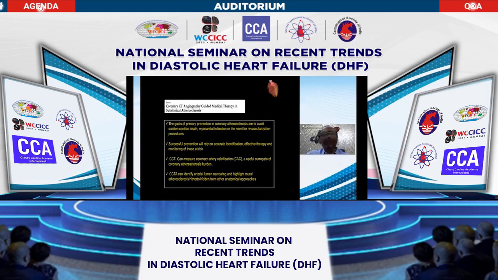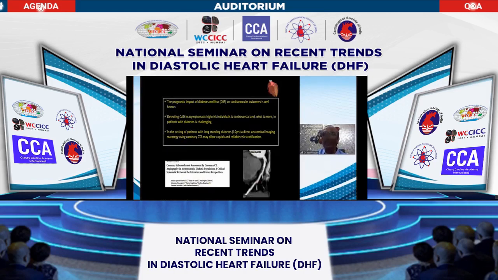Another important role of CTA is in the guidance of medical therapy. As all of us know, the final goal of all these investigations is to prevent sudden cardiac death or myocardial infarction, and/or to decide whether there is a need for revascularization. So successful prevention will always be based upon accurate identification and classification of therapy. And in that setting, calcium scores and CCTA have come a long way in helping us understand the prognosis and to modify our treatment protocols. A lot of these studies were based on diabetic patient populations, and it is well known that long-standing diabetes has a direct anatomical imaging correlation with the presence of subclinical, significant or non-significant atherosclerotic process.